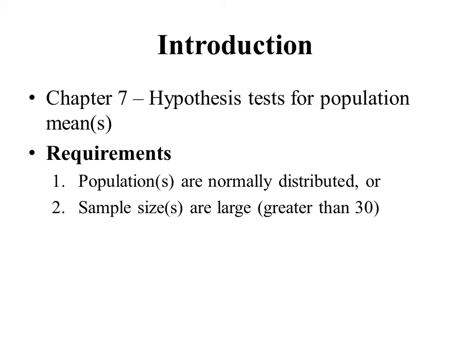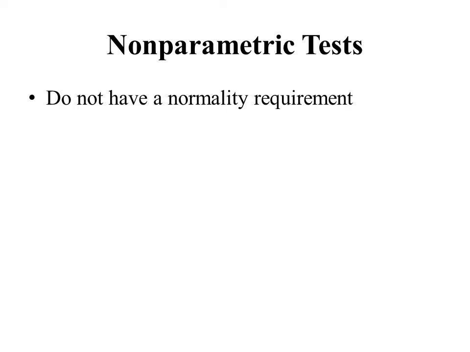Now, in all those tests, we stressed the fact that they had requirements such as the populations are normally distributed or the sample sizes are large, large meaning greater than 30. And so because these hypothesis tests had requirements about the distribution of the population, we call these tests parametric tests.